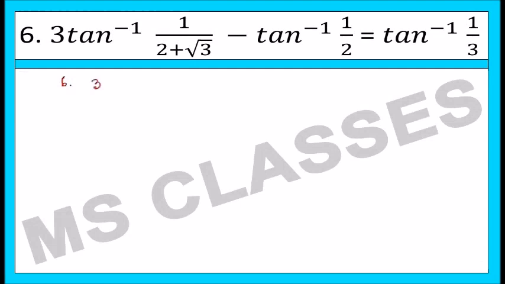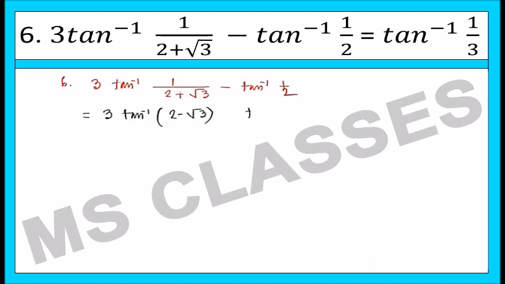Three tan inverse of 1 by (2 + root 3) minus tan inverse of half. Now we can simplify this one. 3 tan inverse of, if we rationalize this one by multiplying 2 minus root 3 in the numerator and denominator, what will we get? In the numerator we will get 2 minus root 3 only, and the denominator will be reduced to 4 minus 3, that is 1. So ultimately what we get? 2 minus root 3, minus tan inverse of half.